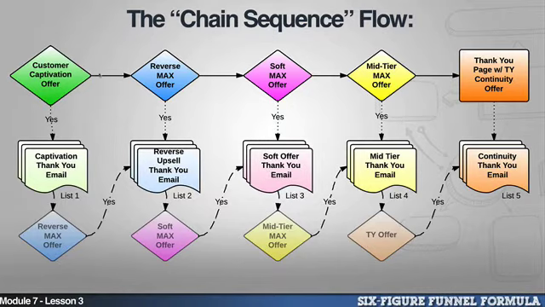If they go all the way through and take the soft offer add-on but not the mid-tier, list 3 is going to take care of the second chance offers for the mid-tier. And the same thing with list 4. If they take the mid-tier but not the thank you page gift offer, list number 4 is going to take care of giving the second chance offers for the thank you page gift offer. So it's these sequences right in here that give the second chance opportunity.